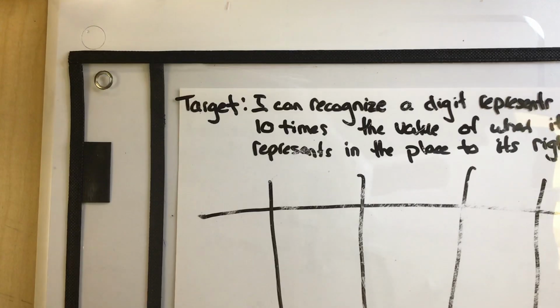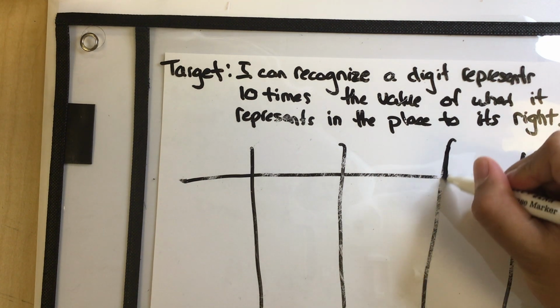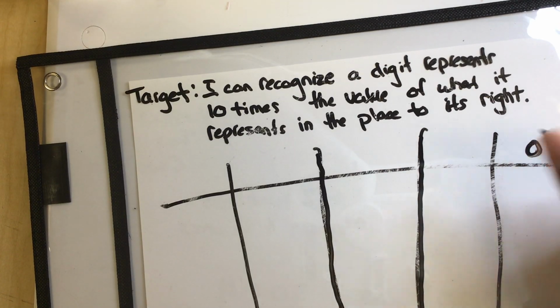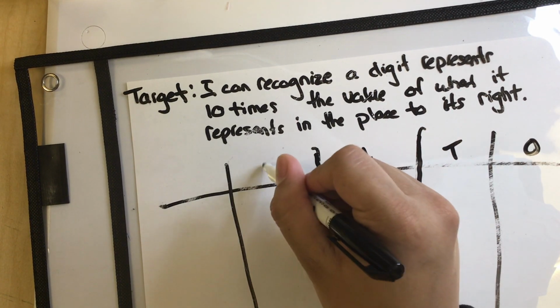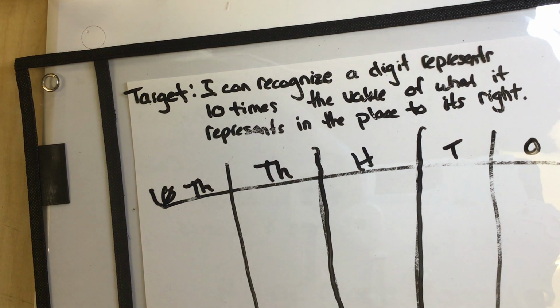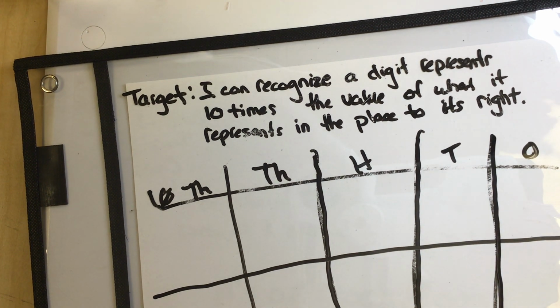All right? Now, as we look back, we're looking at, can I recognize a digit and how it represents 10 times the value if it's placed to the right? Well, I'm going to show you what that looks like now. Okay, so we have our ones, tens, hundreds, thousands, and this one will just be 10,000s if we ever go that far right now. But anyways, we're going to recognize that a digit represents 10 times the value of what it is on the right. So I'm going to have two separate spots here, and I'm going to show you in two different colors how it would look.